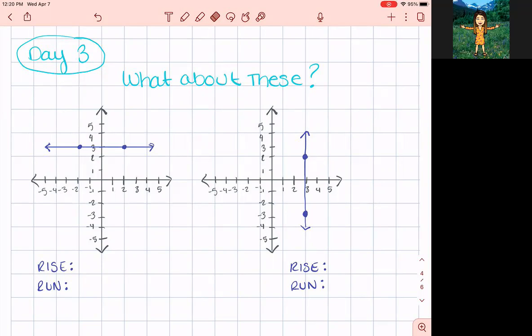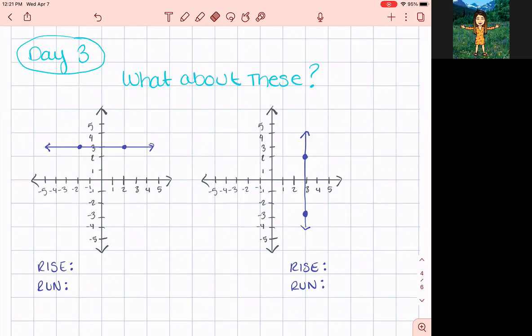Okay, so hopefully by now you're feeling pretty good. You can find the slope of a line that goes up or the slope of a line that goes down. But what about a straight horizontal line and an up and down vertical line? That's a good question. So let's look at that left to right line first.